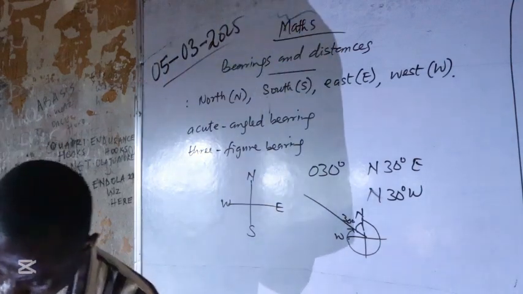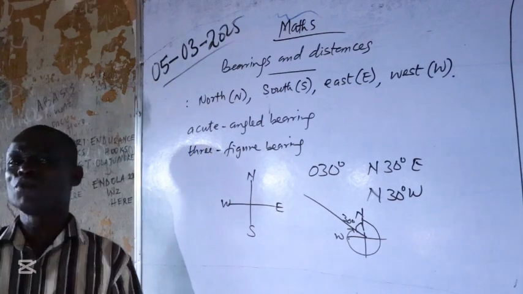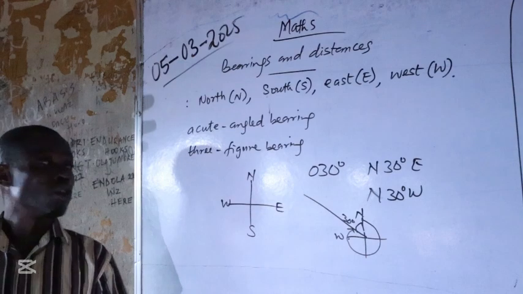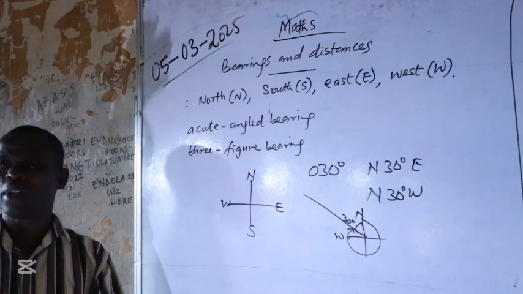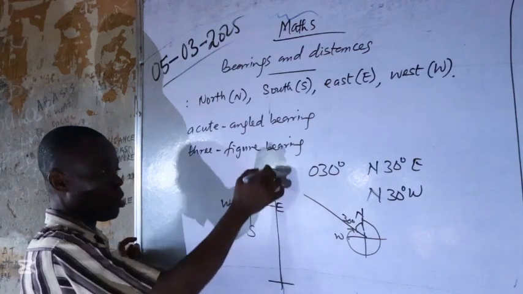And then we also have some keywords in bearing. Like when you move due north, moving due north shows that you are keeping that straight line. This is due north.